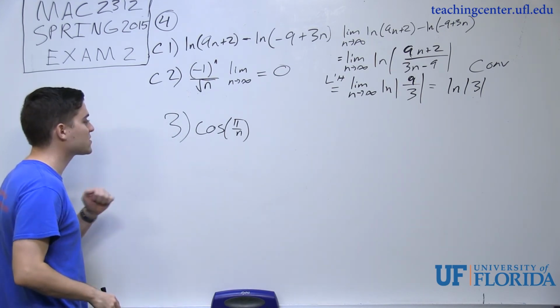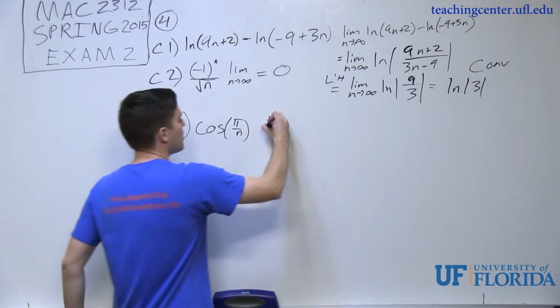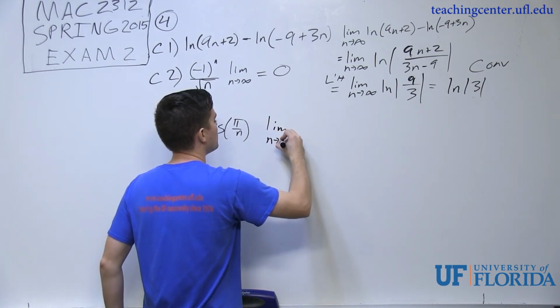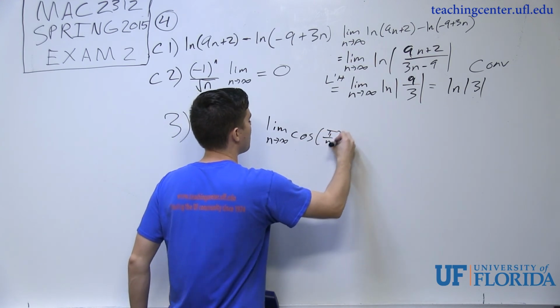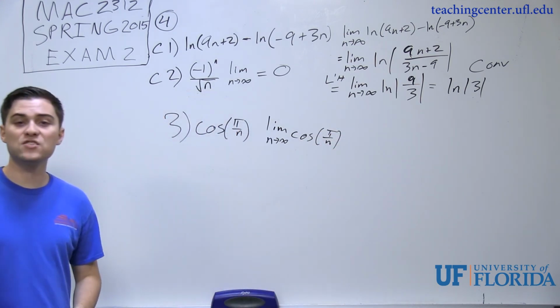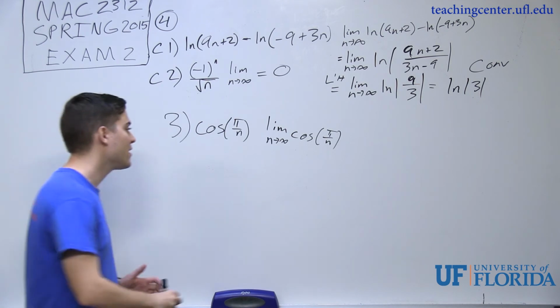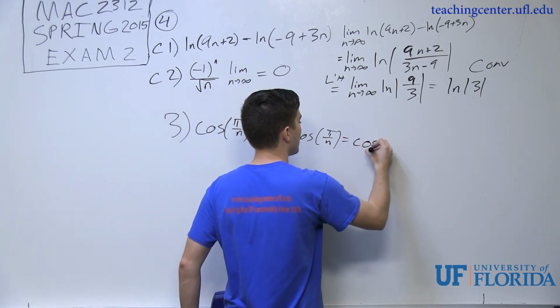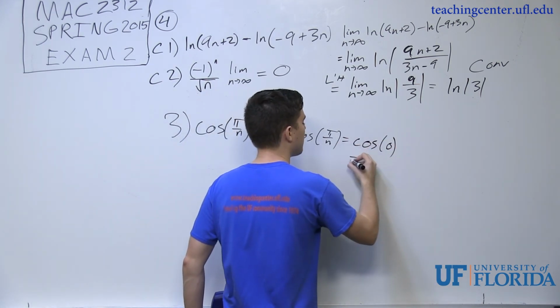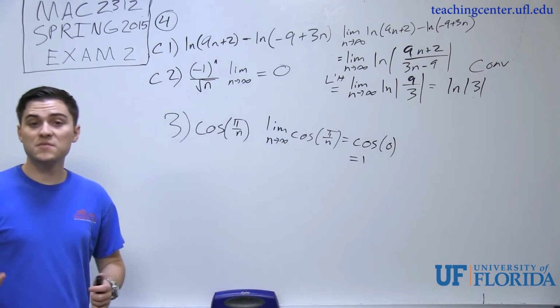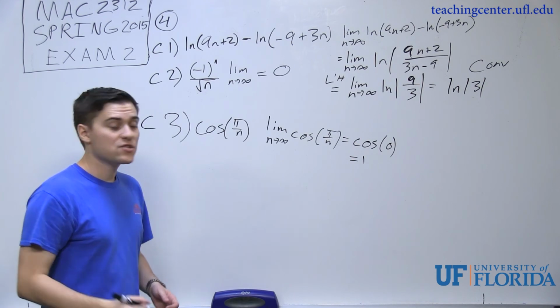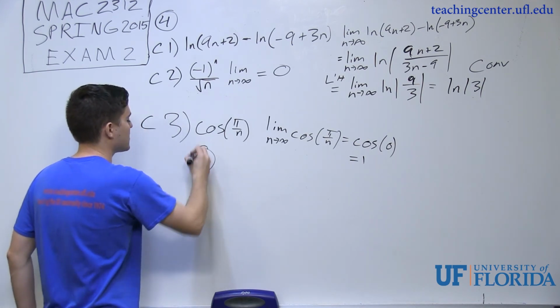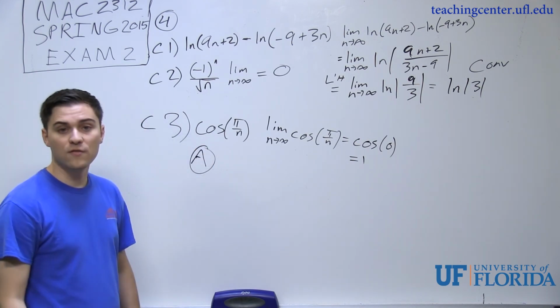So here, cosine of pi over n, if I take the limit of this as n approaches infinity, well, pi over n is going to 0 as n goes to infinity, so I end up getting cosine of 0. Cosine of 0 is just 1. So it comes out to 1, which means that that sequence is also convergent. So my answer for this question is A, which says that 1, 2, and 3 are all convergent.